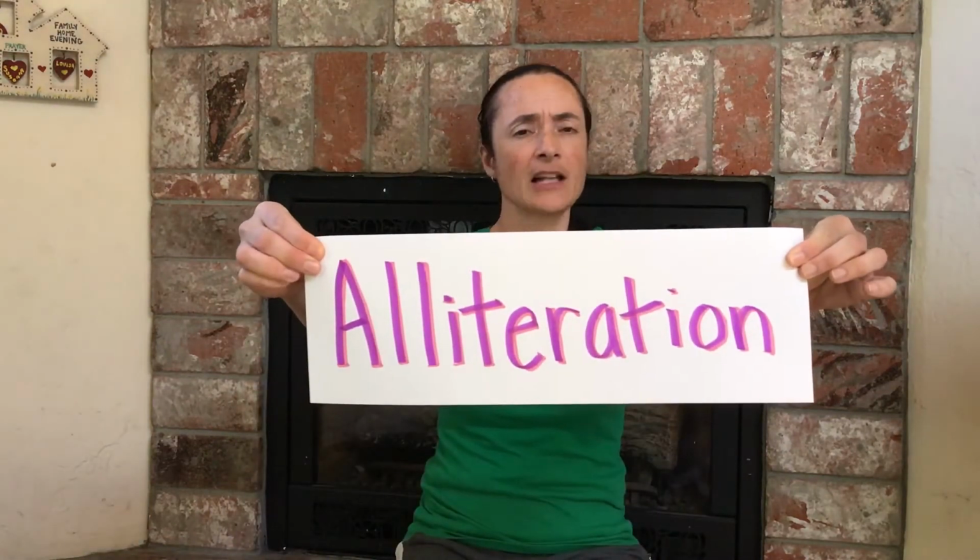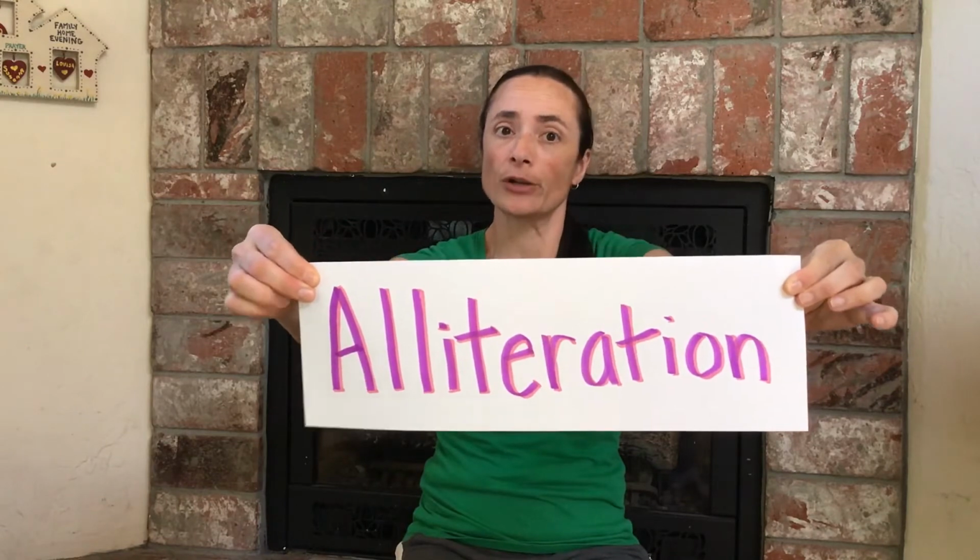Welcome to ELA. I'm really excited for today because it's going to be so fun. Today, we are going to talk about a device in literature called alliteration. Alliteration is a big word, and you might not have heard of it before, but you probably have heard some alliteration. Alliteration is the repeating of the same letter sound at the beginning of words.